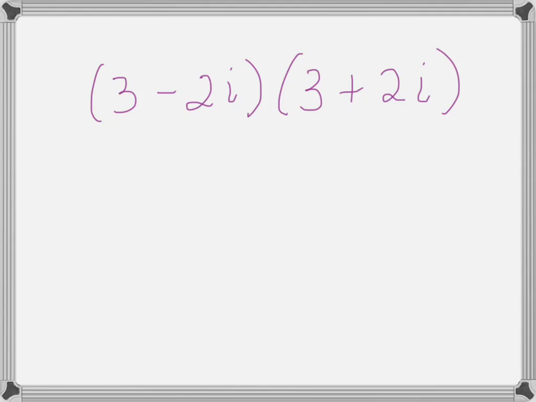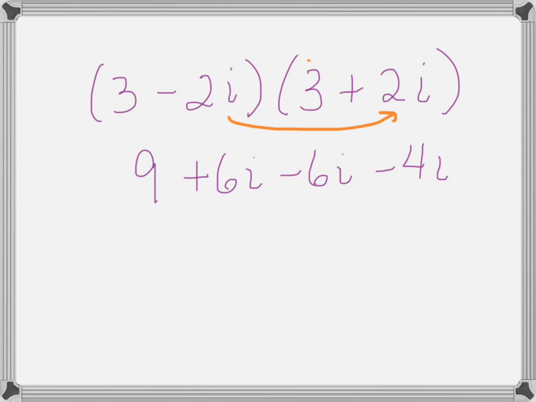Okay, here are 2 complex numbers that are exactly the same except the sign in the middle. One has a minus sign in the middle, the other one has a plus. We multiply the same way, multiplying 3 times 3, getting 9, and then 3 times positive 2i, giving us positive 6i, and then negative 2i times 3, which gives us negative 6i, and then finally negative 2i times positive 2i, which gives us negative 4i squared.